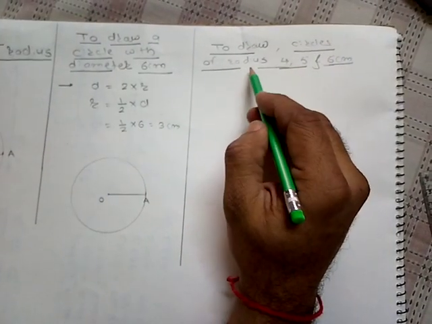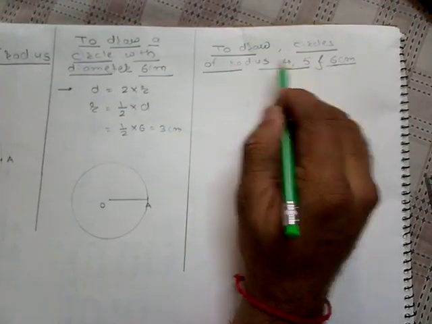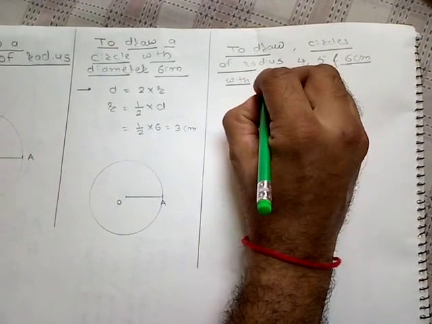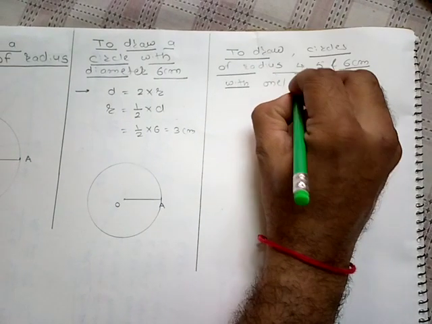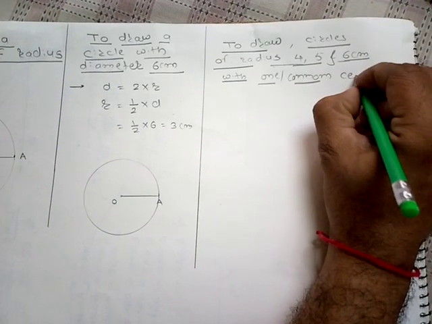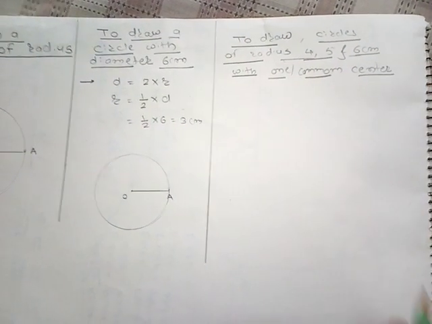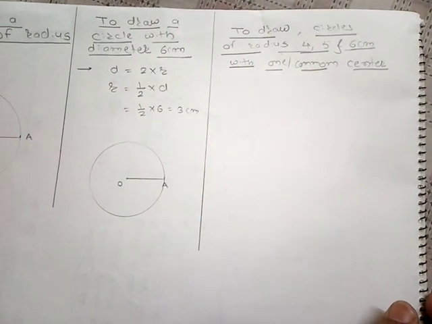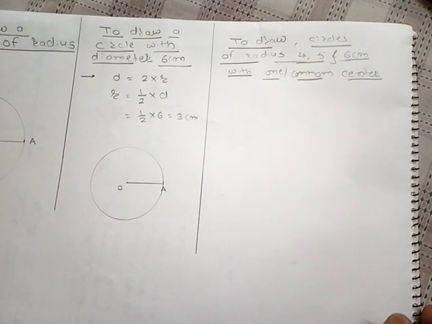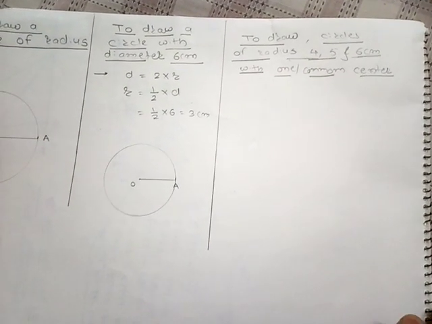Our next problem is to draw circles of radius 4, 5 and 6 with one common center. Will we be able to draw more than one circle with the same center? Yes, such circles are known as concentric circles.